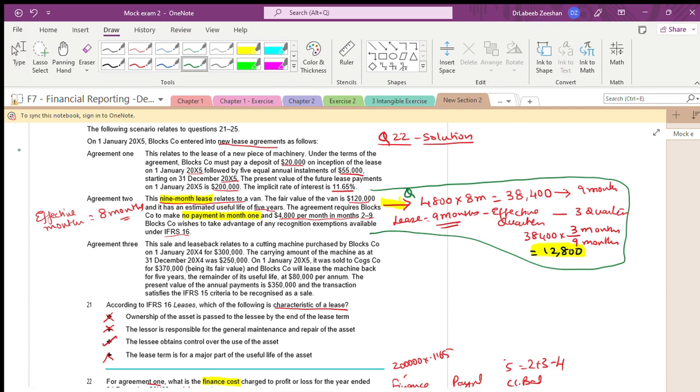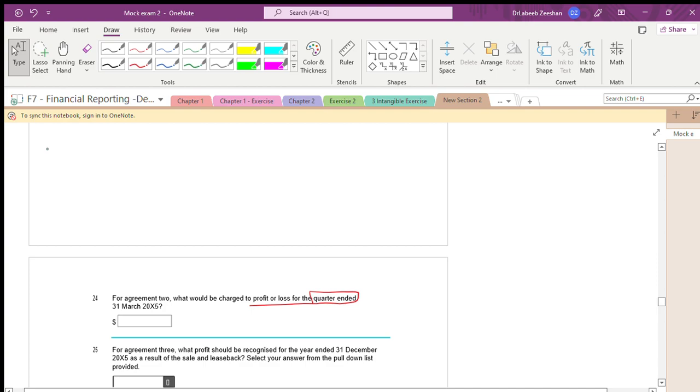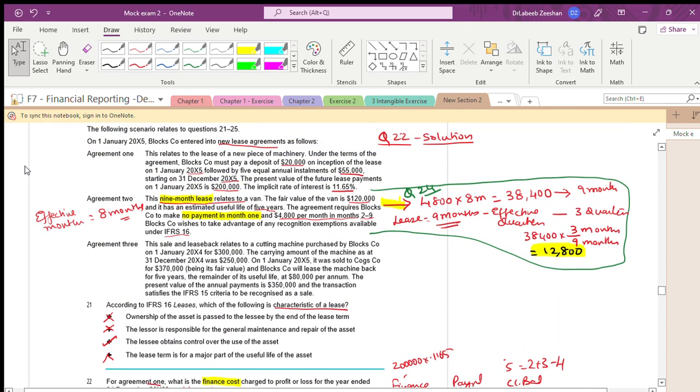Question 24. Just check again. Once it's clear, tell me. It's clear. Next.